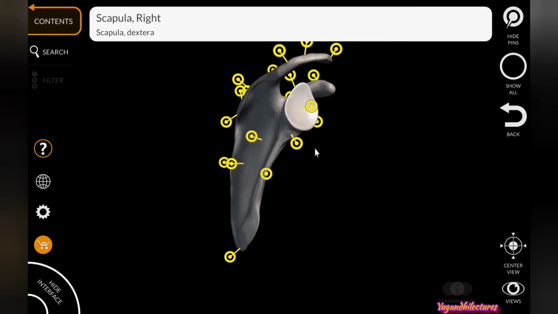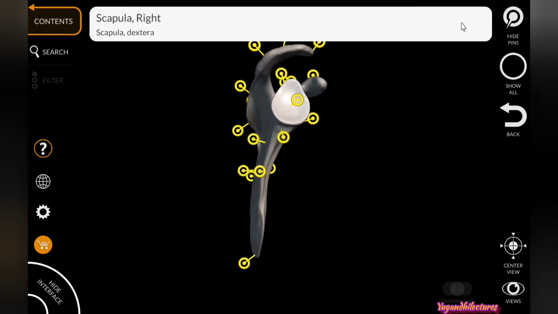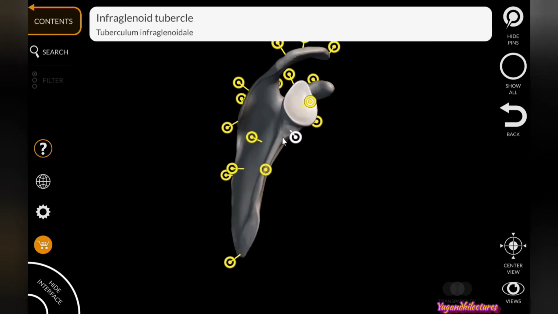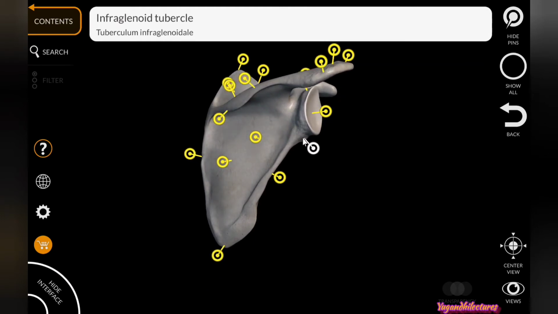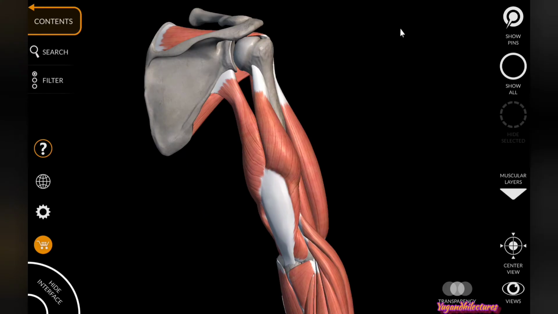It arises from the infraglenoid tubercle of the scapula. This is the infraglenoid tubercle of the scapula. So, the long head arises from the infraglenoid tubercle of the scapula. Coming to the origin of the lateral head of the triceps brachii muscle.